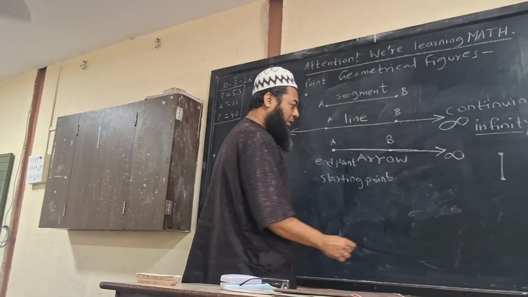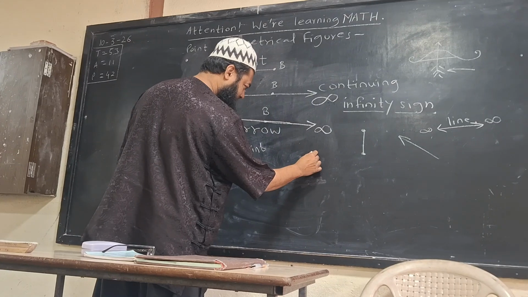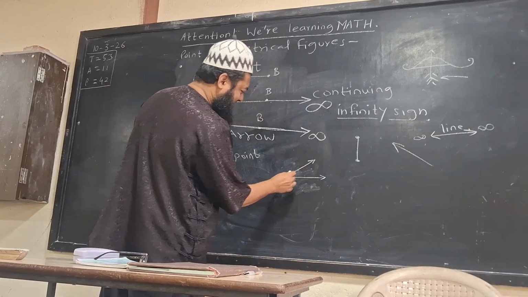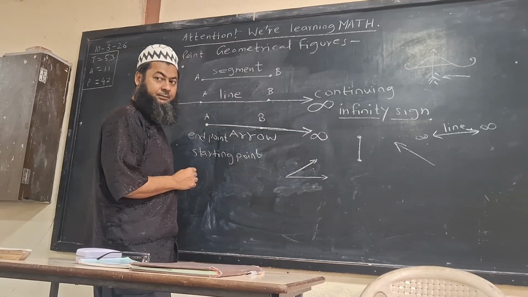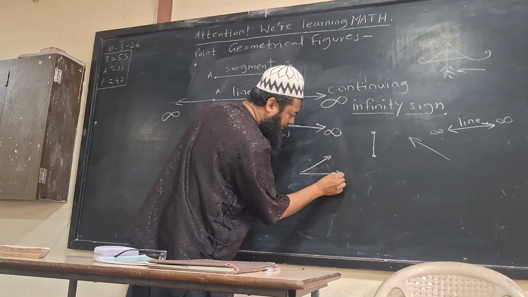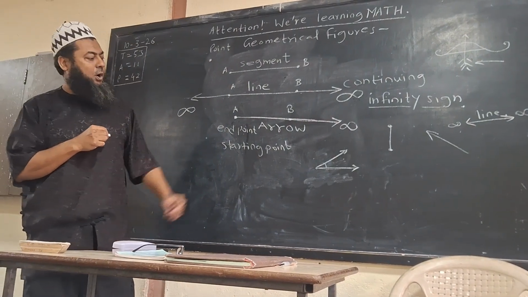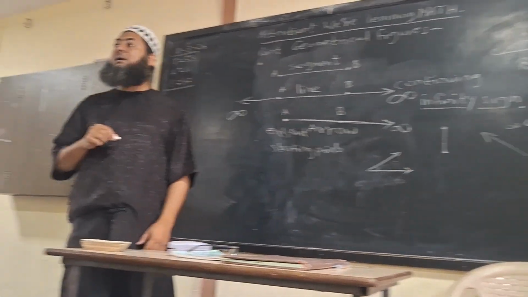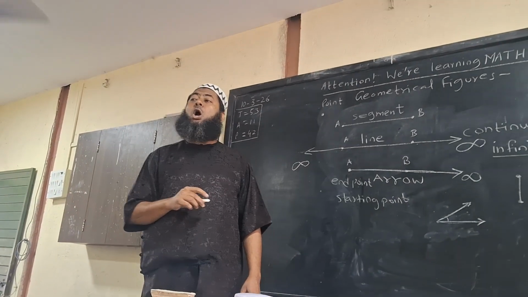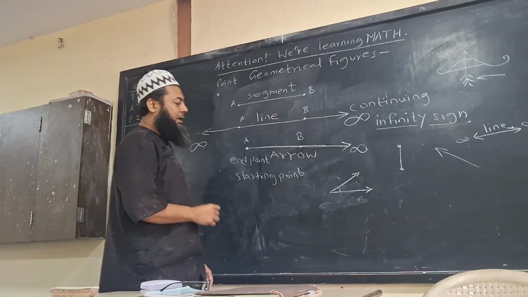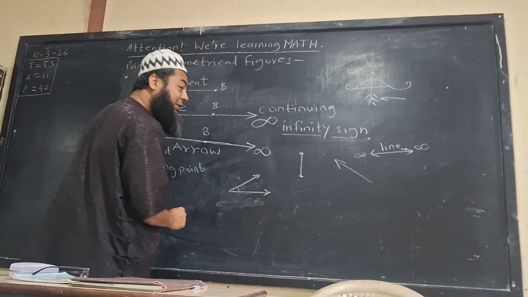Okay, next question. If I take one arrow in this direction, one arrow in that direction, with a gap in between, what is this figure called? This is called an angle. Okay, this is called an angle. So this is which angle? Which angle?